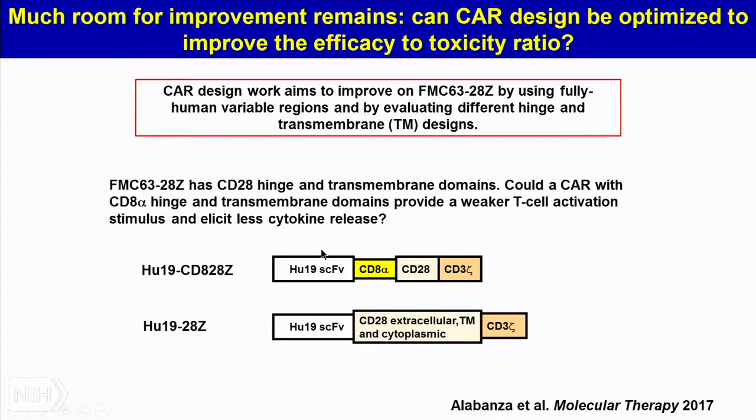So the main point of all this is we gave the CARs a human antigen recognition domain to get rid of the mouse protein sequence, and we're comparing these two different hinge regions, one hinge region from CD8 and one hinge region from CD28. So this work has all been published too. We did extensive in vitro assays and mouse studies. It's published by Leah Alabanza et al. in Molecular Therapy 2017.